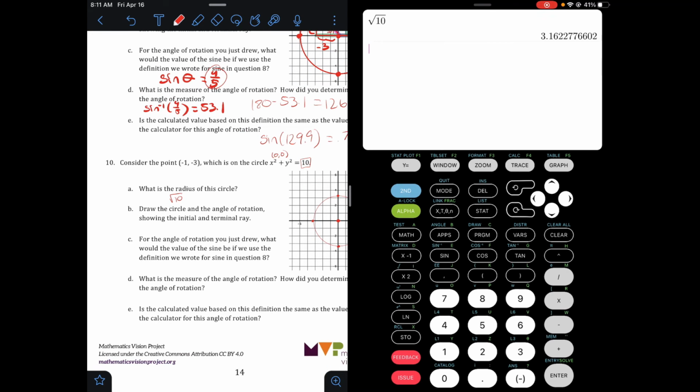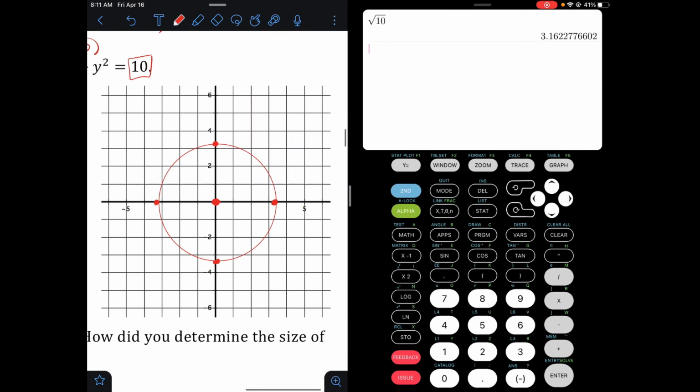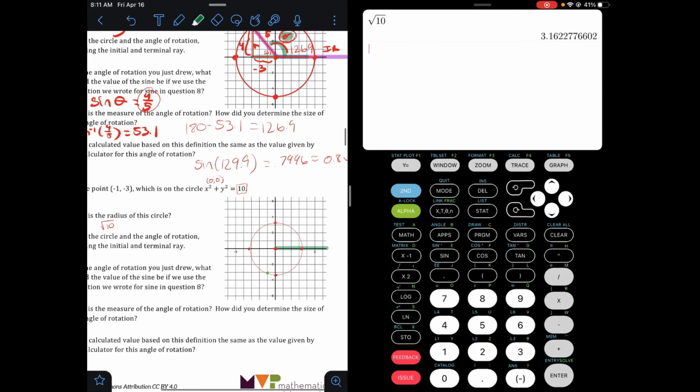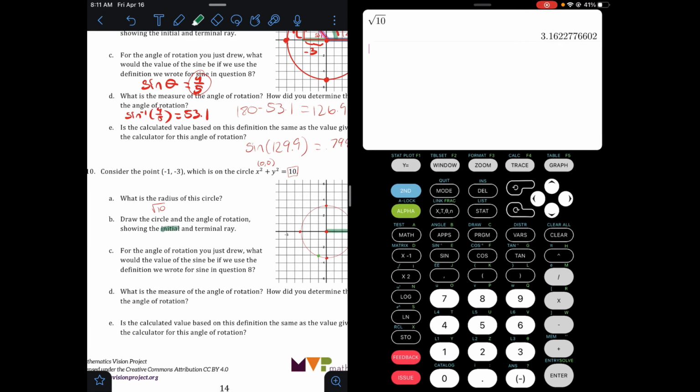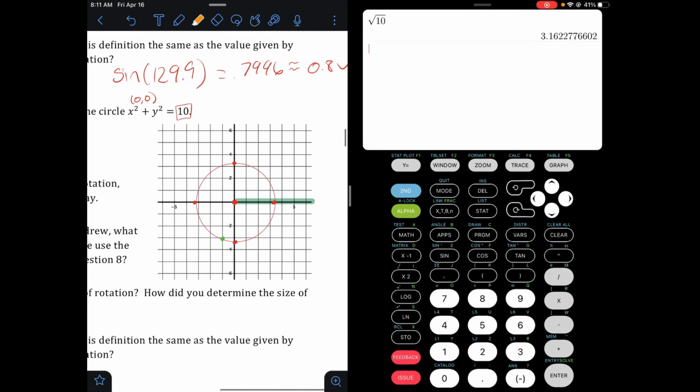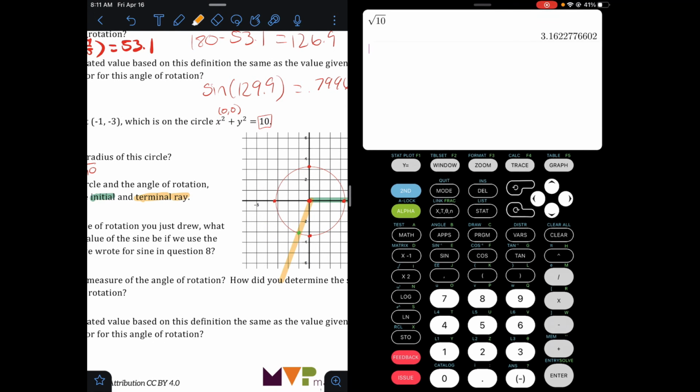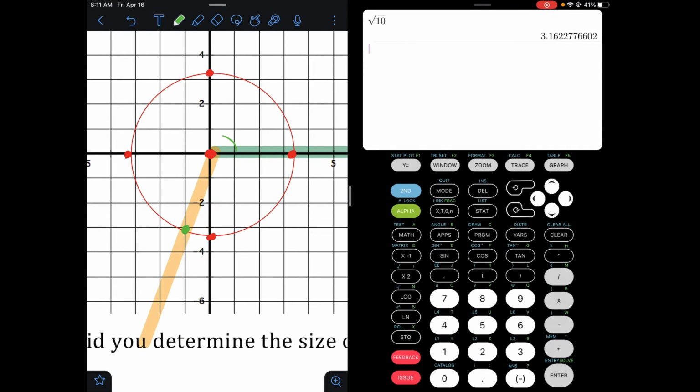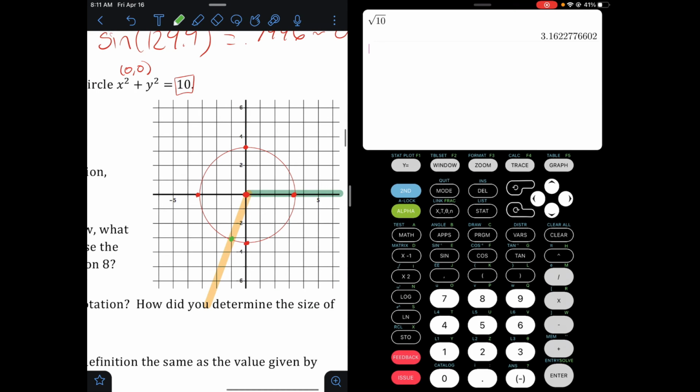All right. It says to draw the circle and the angle of rotation shown by the initial and terminal ray. So we've got -1 and -3. Let's go plot that on here, -1, -3, so that'd be right here. Our initial ray is still going to be this one, and our terminal ray now is going to be this one. So we went all the way around for our rotation.